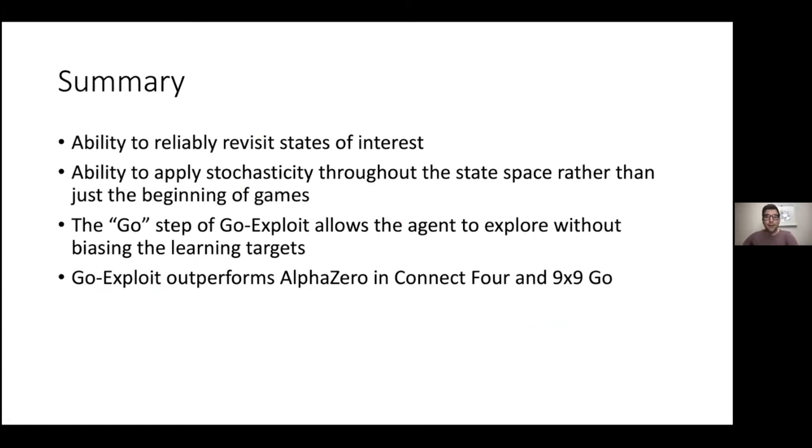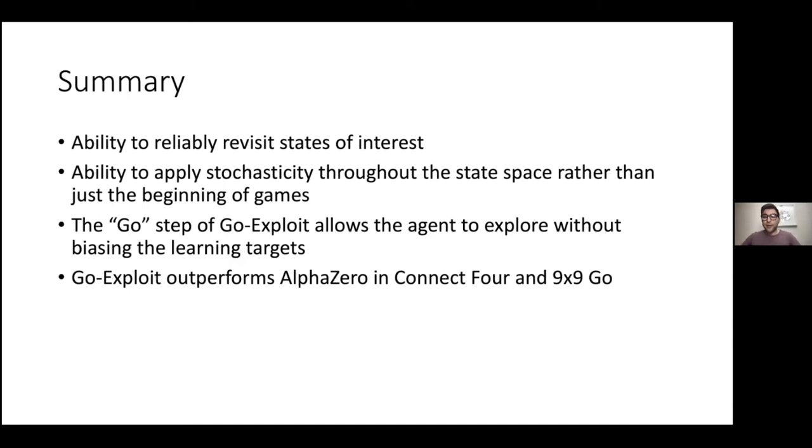So to summarize, in this presentation, I talked to you about AlphaZero and its existing mechanisms for exploration and how their stochasticity brings about biased learning targets for the policy value network to learn from. And so we tried to address this by creating an alternative training strategy called GoExploit that creates this archive of previously visited states. And then by sampling the start states of self-play trajectories from the archive, it's able to reliably revisit states of interest throughout the state space. And then by jumping to these different parts of the state space, it's then able to apply the stochasticity of the Dirichlet noise and the action sampling to then see more unique states throughout the state space.